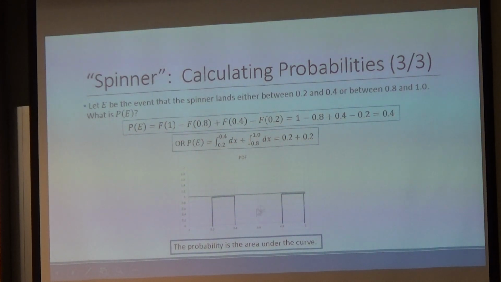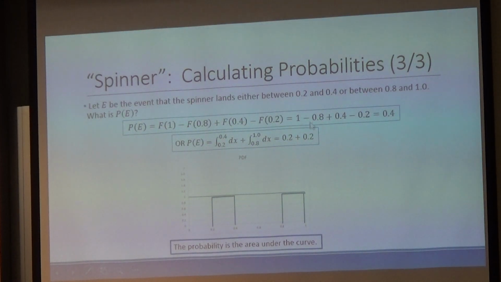And it doesn't have to be continuous. I could ask you for something like the event that the spinner lands between 0.2 and 0.4, or between 0.8 and 1. And here we're saying, oh, well, these are two disjoint events, so I could ask for the probability I land between 0.2 and 0.4.